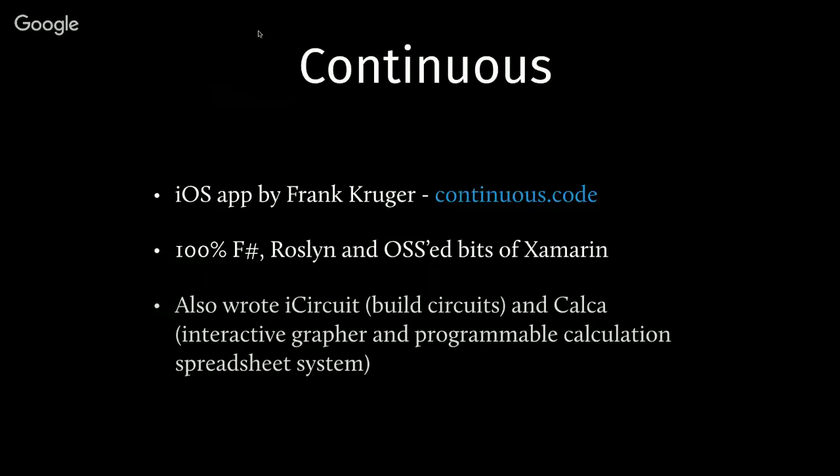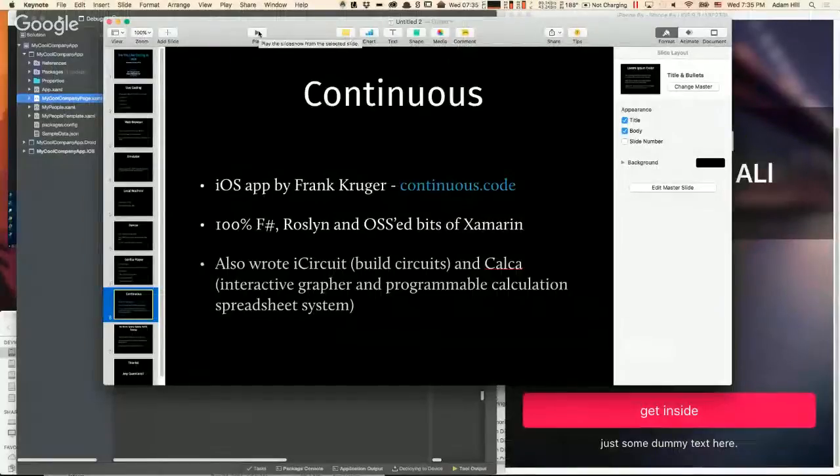Before this, he also wrote iCircuit, which is a really cool tool that lets you build circuits and simulate discrete circuitry. He built a tool called Calca, which I think he released the source code for on GitHub finally. It's an interactive spreadsheet. Imagine Excel on steroids that programmers would actually like to use, and it's an iOS thing as well. So let's start showing this. This is why I brought the iPad.